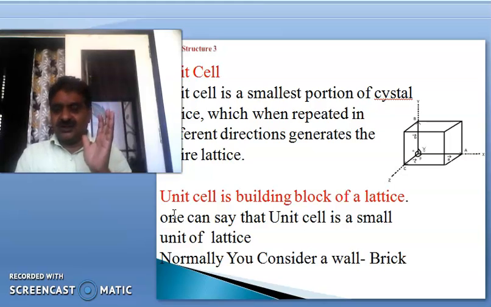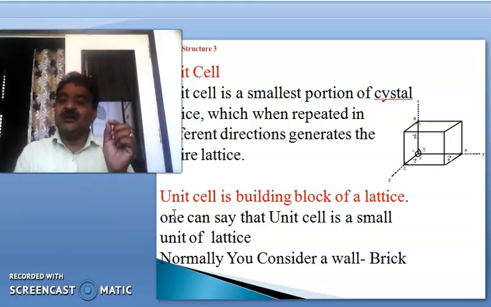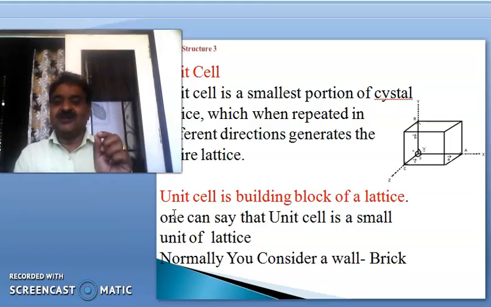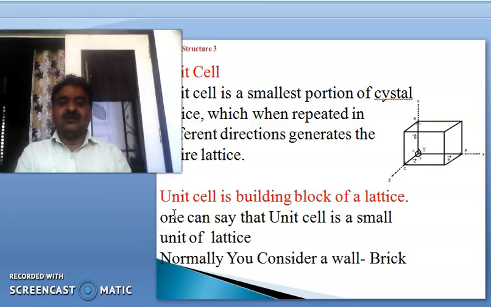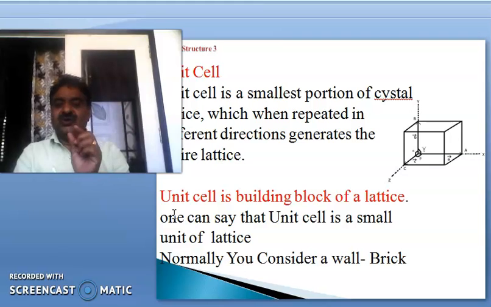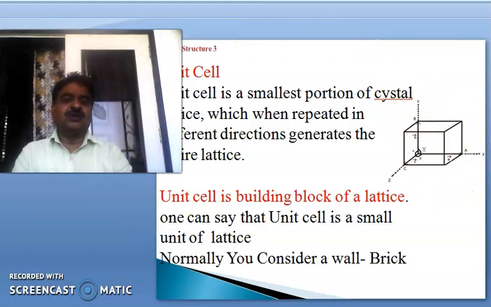Normally, try to understand with the help of the example of a wall and brick. So what is a brick? A small unit of your wall. Likewise, a unit cell is nothing but a small unit of a lattice. Here it is shown in the figure, the lattice.